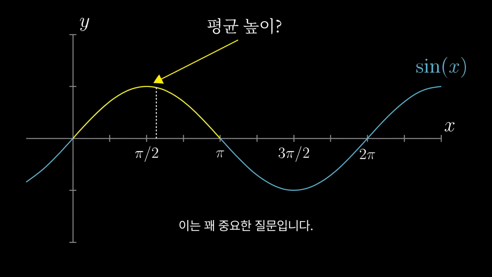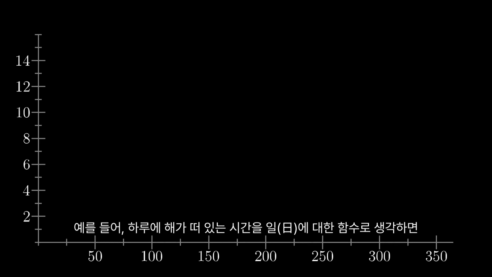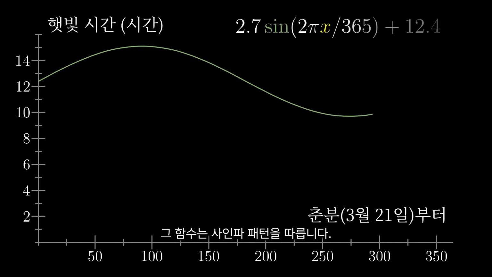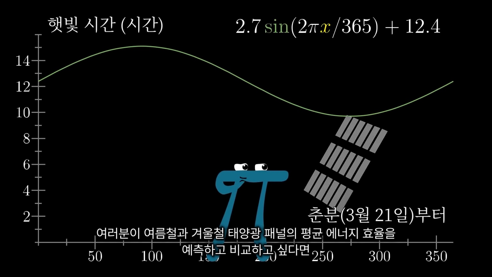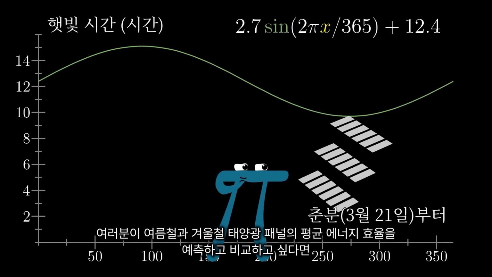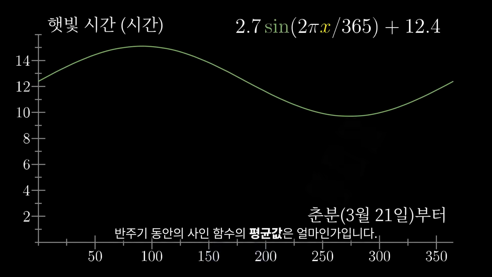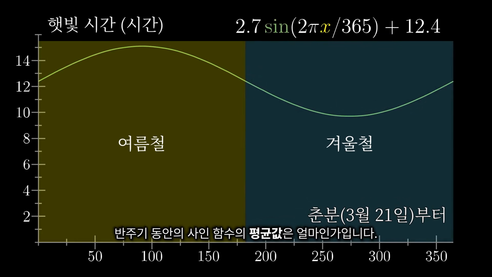It's not a useless question. All sorts of cyclic phenomena in the world are modeled using sine waves. For example, the number of hours that the sun is up per day, as a function of what day of the year it is, follows a sine wave pattern. So if you wanted to predict, say, the average effectiveness of solar panels in summer months versus winter months, you'd want to be able to answer a question like this. What is the average value of that sine function over half of its period?